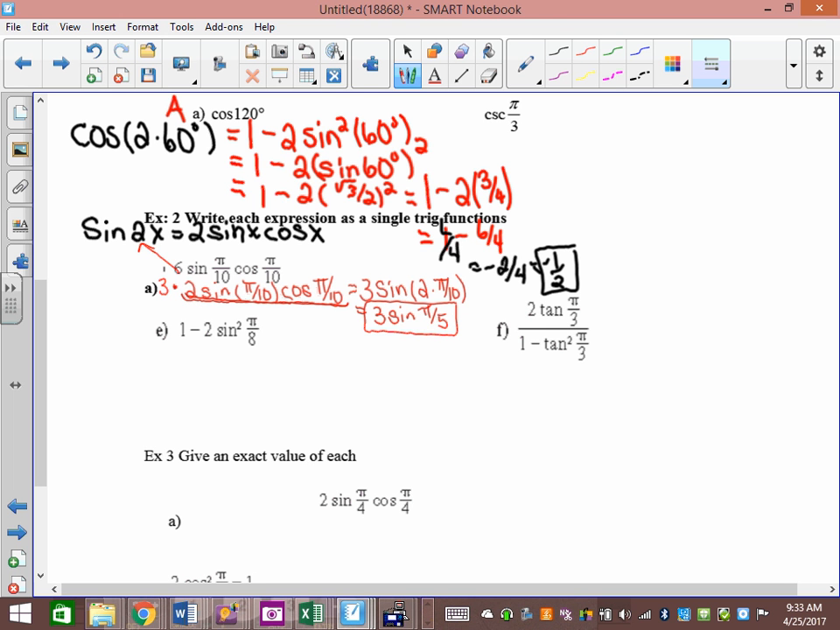When we look at this one, 1 minus 2 sine squared pi over 8, is there any formulas that use that? Yes, the cos 2x. So we have a cos 2x formula that equals 1 minus 2 sine squared x. So this whole thing can be replaced with cos 2x. But what's in the x spot? Pi over 8. So we're going to get cos 2 times pi over 8, which is cos pi over 4. That's it. It doesn't want you to solve it. It just says write as a single trig ratio. Done.